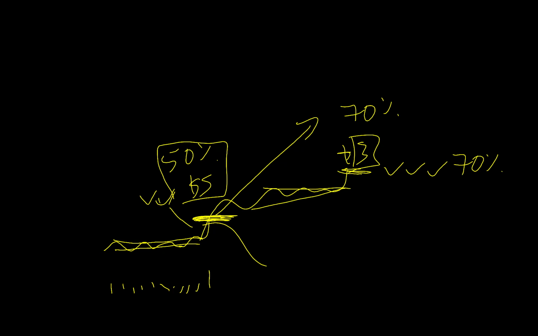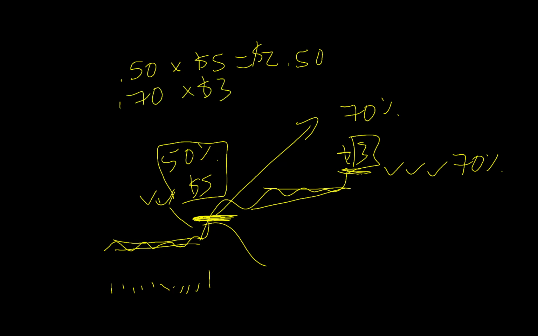Well, we can calculate what's better by multiplying these two. If we have a 50% chance of making $5, that means your expected value is $2.50. If you've got a 70% chance of making $3, then your expected value is $2.10. So in this example, and I'm just arbitrarily picking these numbers, they don't have any meaning, but if you knew that that was the probability, then you would say that this is the better trade than this one.